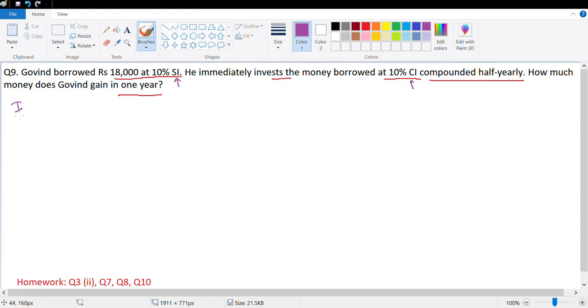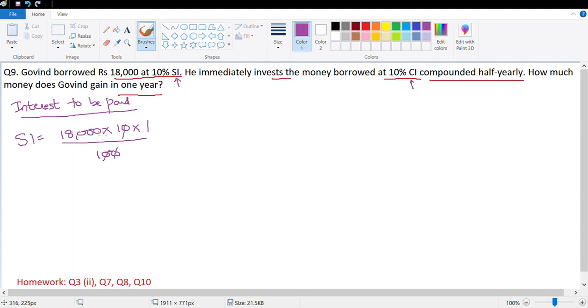So interest to be paid, which is at simple interest. So simple interest would be principal, which is 18,000 into rate, which is 10 into time. And this is for 1 year, which means 1 upon 100, which is equal to rupees 1,800. So he needs to pay an interest of 1,800 to the person from whom he borrowed. Now let's calculate the interest that he gets because he's lent the money to someone.